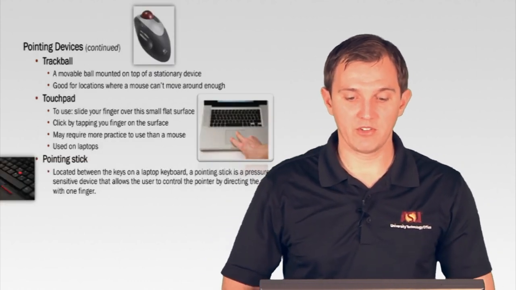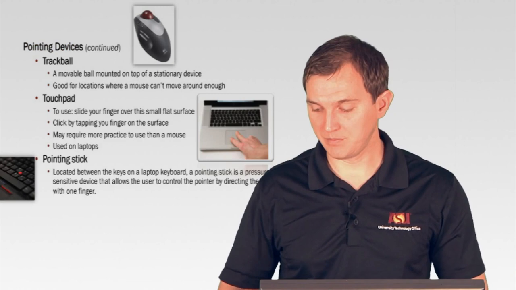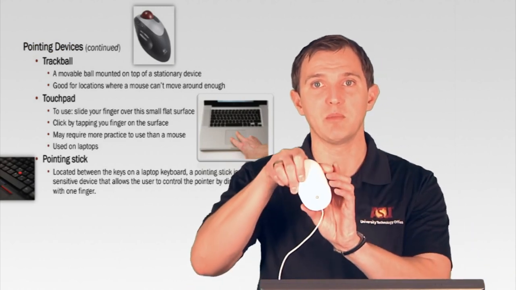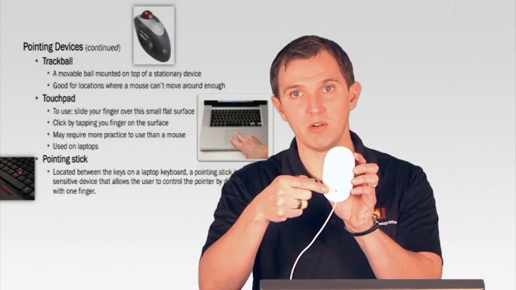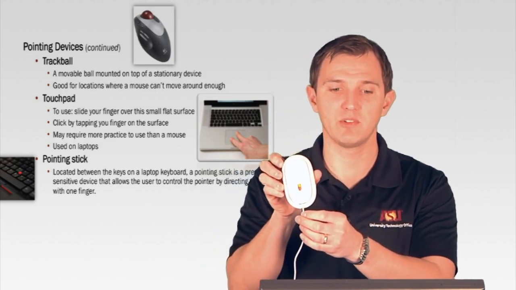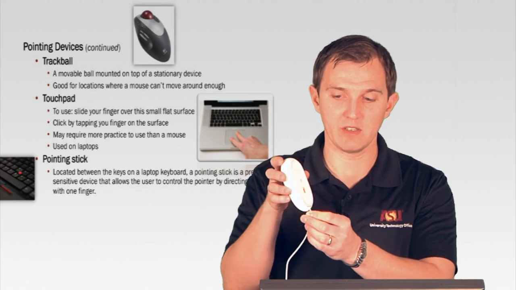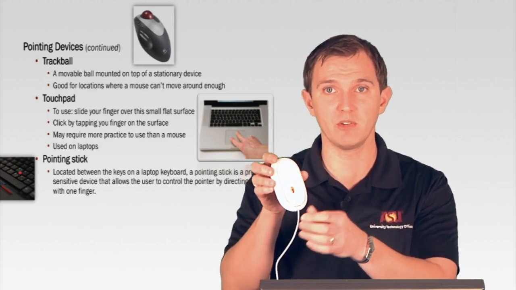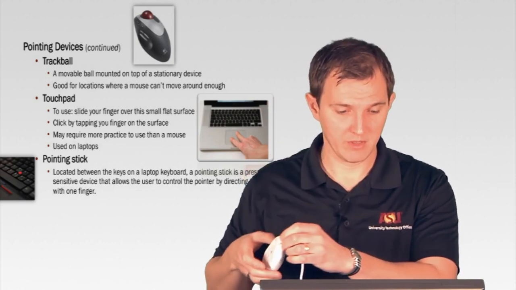More about pointing devices. A trackball, you've probably seen these. This adorable little Apple mouse, as you can see, has a trackball, just a tiny little nub here. And then on the back, as you can also see, it is an optical mouse, and it has that little laser as we were just describing.